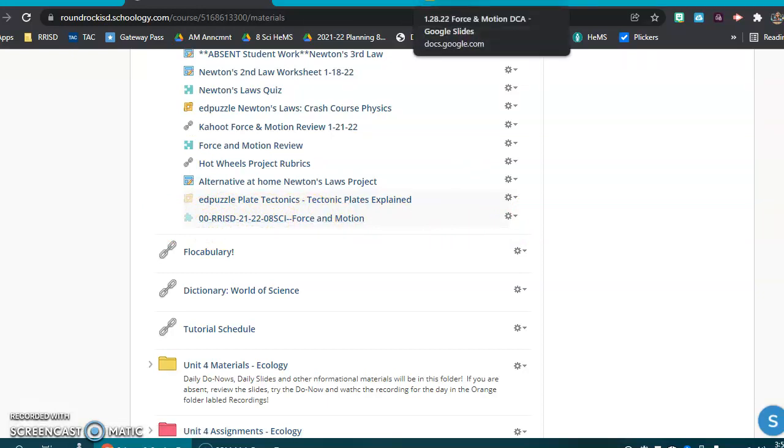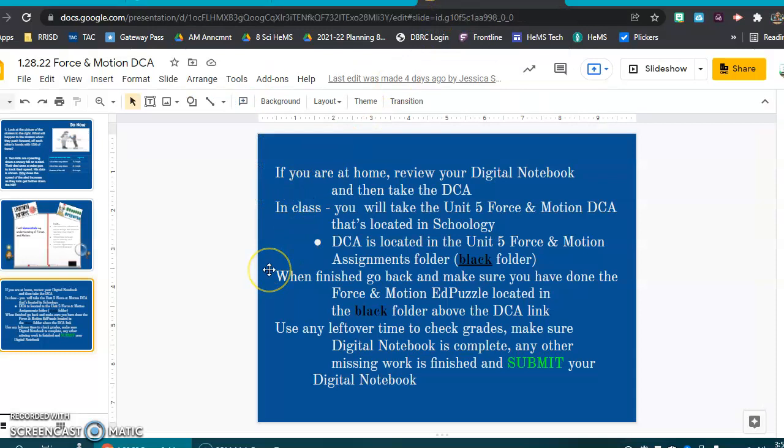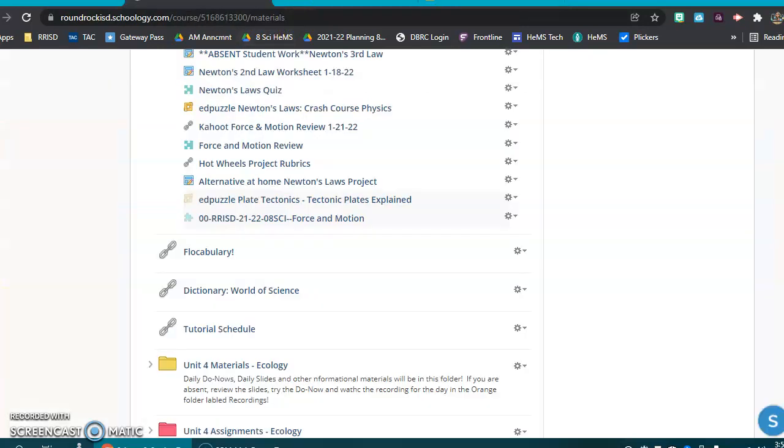It will lead you right to Performance Matters to take the test. When you are finished, make sure you go back and do the Ed puzzle, and that's above the DCA link. So let's take a look at that. Yep, there's the Ed puzzle. Let's see, Crash Course, Newton's laws. Yep, right there, Newton's laws, right there above it. Okay.